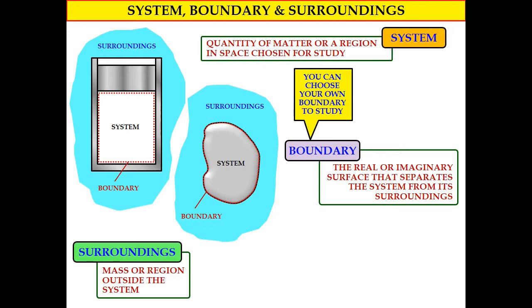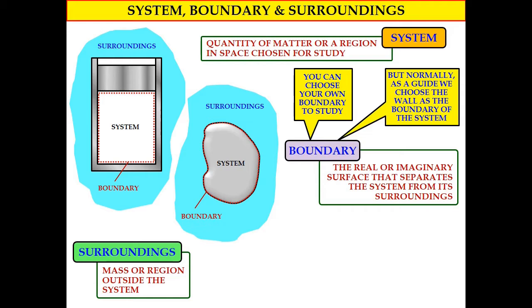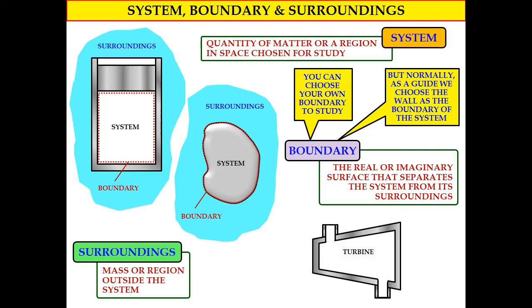For the boundary, actually you can choose your own boundary to study. Normally, as a guide, we will choose the wall of the device as the boundary of the system. For example, this schematic diagram shows the basic features of a turbine, where we have an inner turbine wall. So in order to select the boundary, we can select the wall as our boundary, the boundary that is very close to the wall.